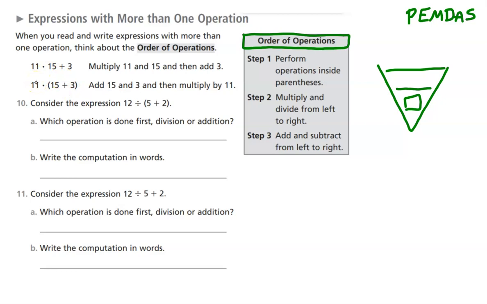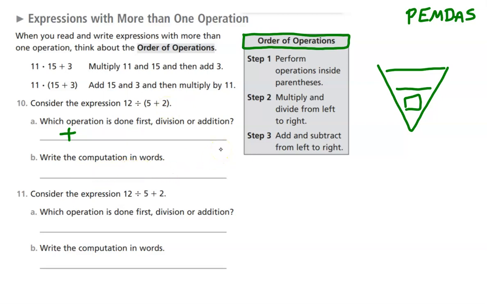Okay, so let's look at number 10. It says consider the expression 12 divided by (5 plus 2). Which operation is done first here? Do we divide or do we add? Well, because this is in parentheses, we are actually going to add first. That's not normally the case, but because of those parentheses, we're going to add first. Then it says to write the computation in words.